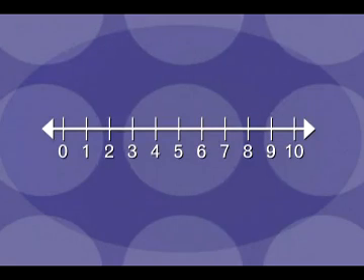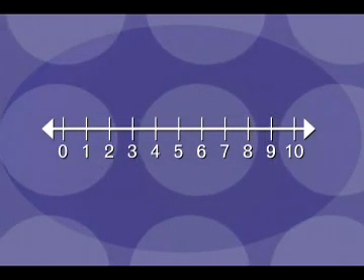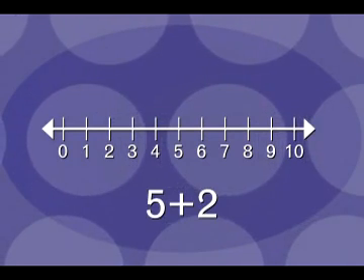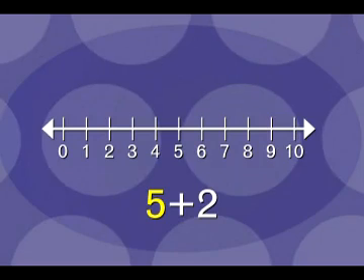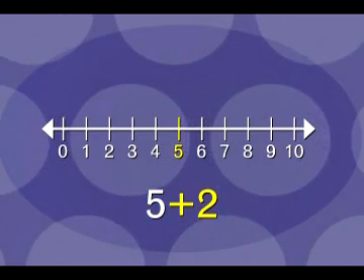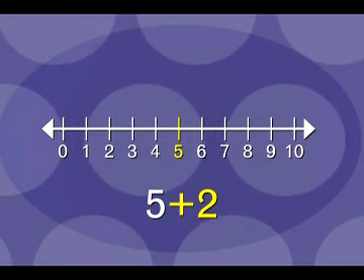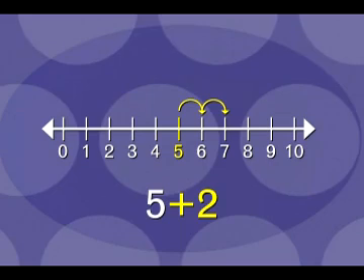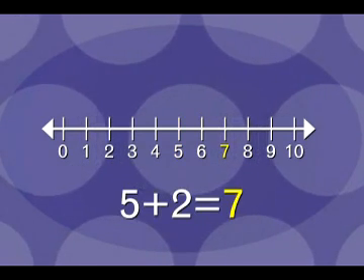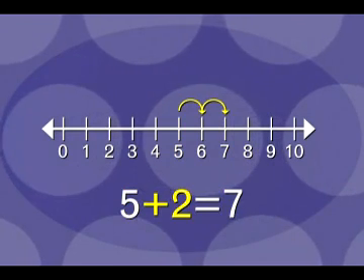Here's how. You can count to figure out addition problems. For instance, we can figure out the problem 5 plus 2. Well, we start on the number line at the first number in our problem, so we start at 5. Our problem asks us to add 2 to 5, so we take 2 jumps to the right, 1, 2, because we're adding, and we end up here on 7. We've shown that 5 plus 2 equals 7.